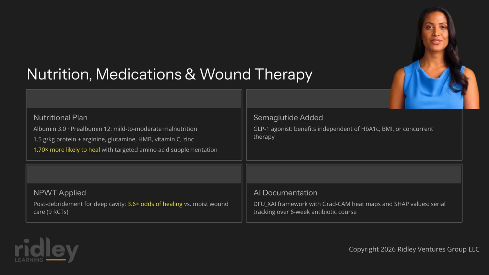Wound management following surgical debridement transitions to negative pressure wound therapy for the deep wound cavity, based on evidence that NPWT is particularly effective for deep and postoperative wounds, with a meta-analysis of 943 patients from 9 randomized clinical trials, demonstrating improved healing compared with moist wound healing, with an odds ratio of 3.6.